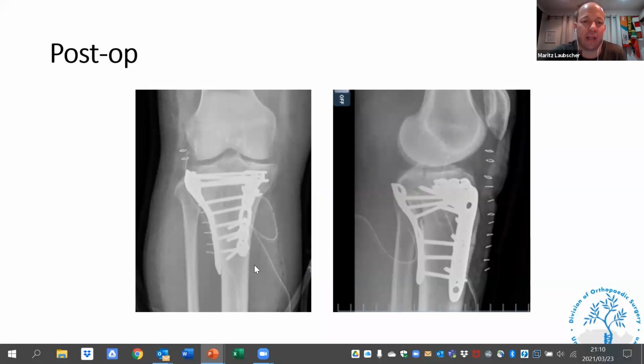So this patient had a posterior Lobenhofer approach and fixation, first with the patient prone, and then turning the patient around, and then an anterolateral approach with an elevation and a lateral base plate.